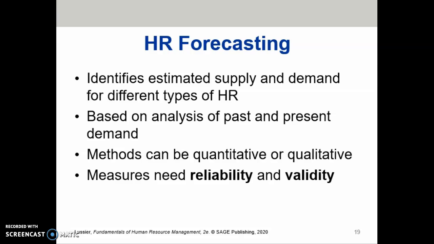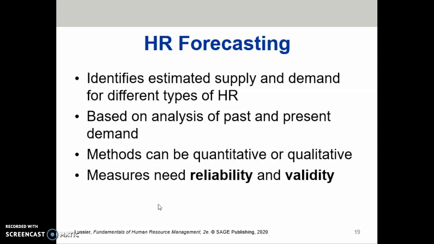So for forecasting, you need to determine what type of jobs we need, how many jobs we need to fill over a specific amount of time. And it's not easy to get it right, because if you don't, you're going to have either a surplus or a shortage. And that can cause lower morale, lower productivity. So you need to look at that and use the different types of forecasting. But the forecasting method needs to be reliable and valid.